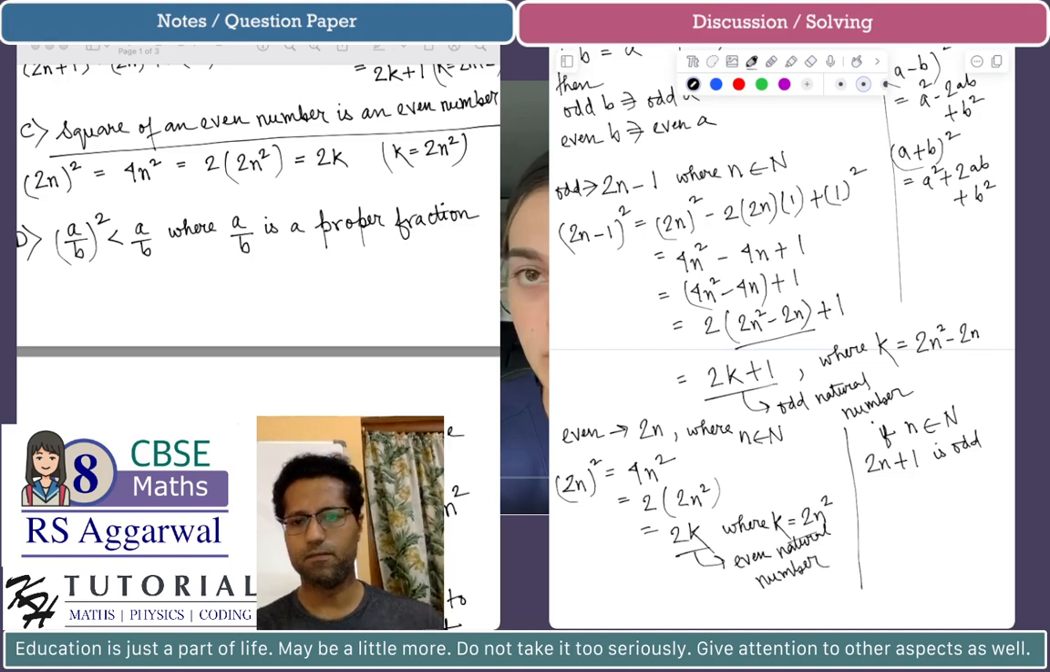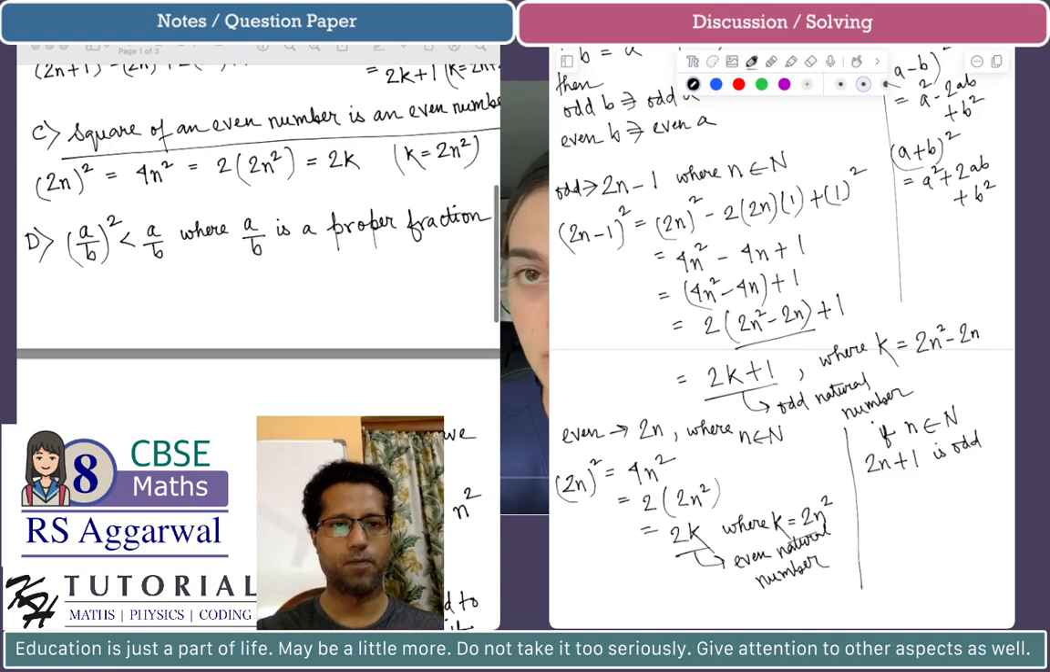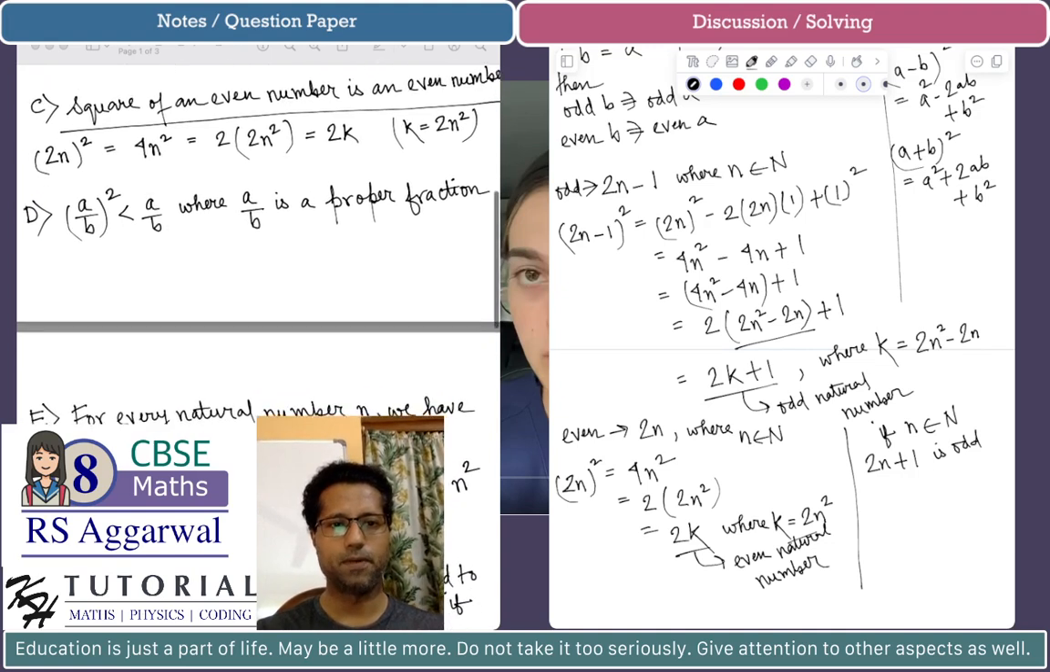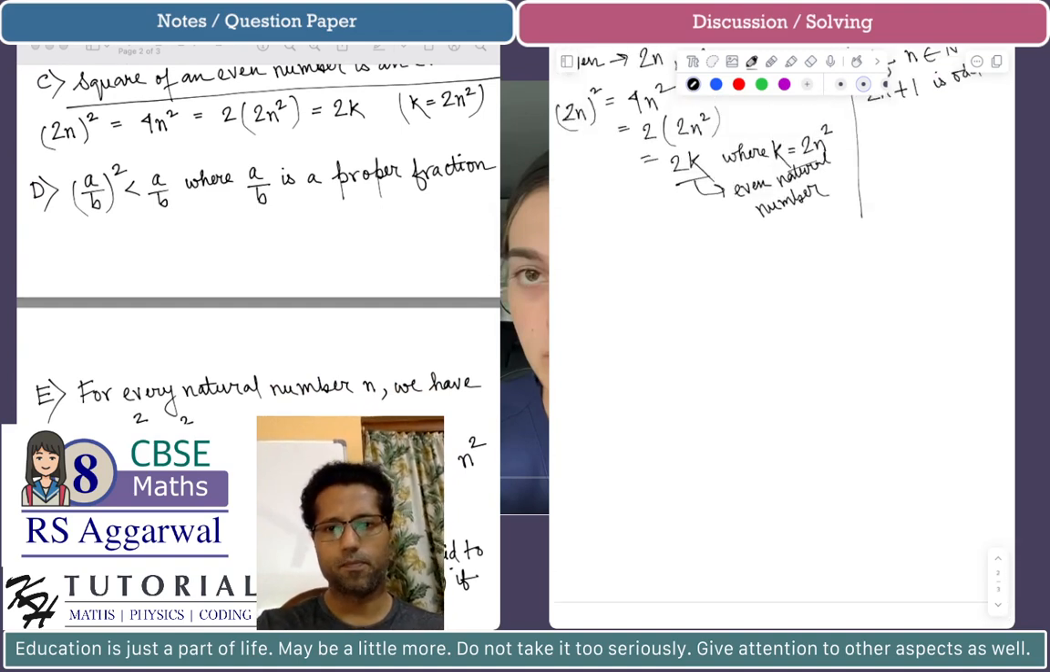I have no idea, my handwriting is not horizontal, it is kind of at an angle with the base. Okay, so we see that the square of an even natural number is also an even natural number. So that was property C. Property D.